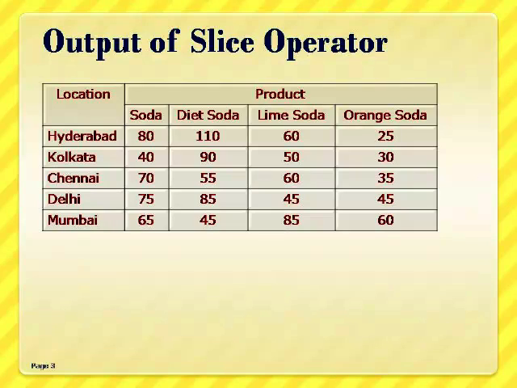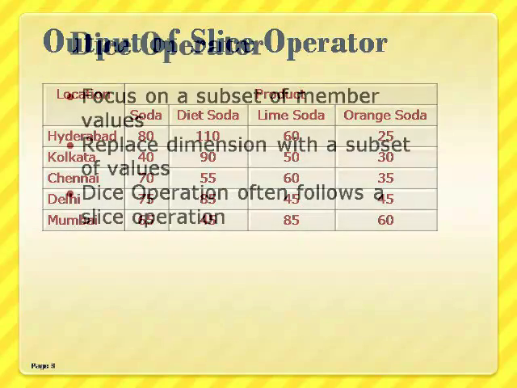So that is to say, instead of showing the data in a 3-dimensional cube representation, we are restricting our view of data only to a subset of dimensions, namely location and product, by considering only a particular date value as 1/1/2009. Second operator is the dice operator.